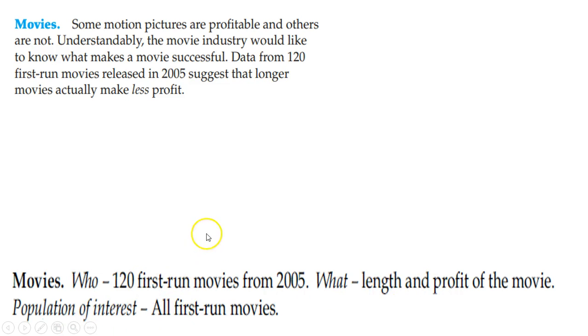The population of interest. The whole population where we were looking at, that population, that was first-run movies. They weren't looking at second-run movies straight to DVDs. They were just looking at the population as first-run movies. Okay?